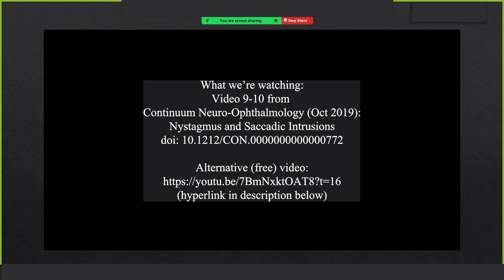Describe this. Does this look like any particular pattern to you? Can you describe the movements? I think there's a torsional component. Looks like we've identified nystagmus. There are beats. There's jerking.